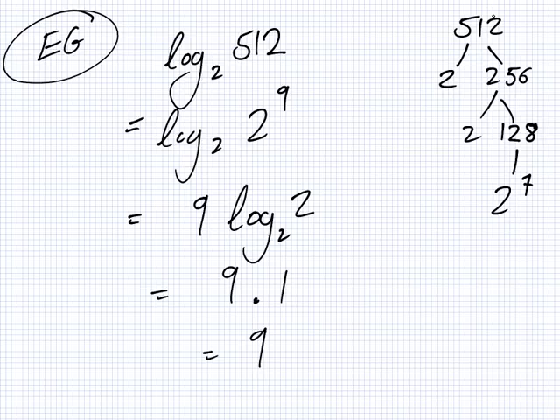Log x 35 plus log x 5. Log x 40. No, no. Log x of 35 times 5. Which is 350 over 2. 175. Yeah, that's what I just said.